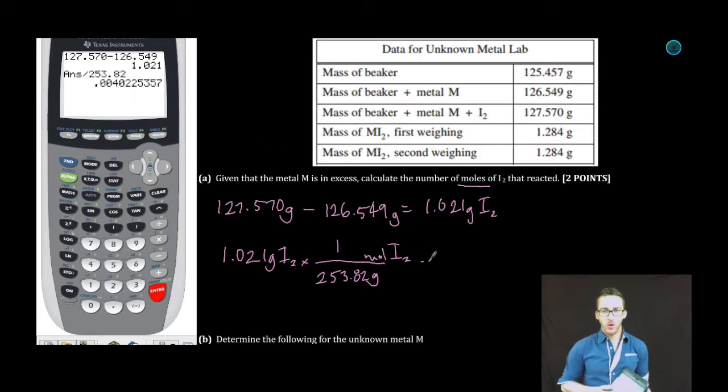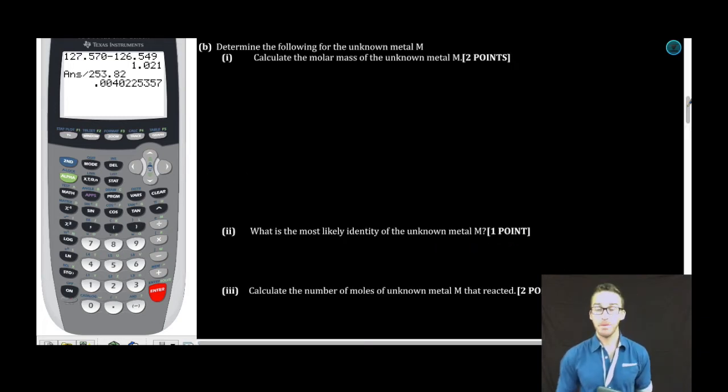My number of moles to 4 sig figs, 0.004023 moles of iodine. Boom. Part B. Determine the following for the unknown metal M. Subpart I. Calculate the molar mass of the unknown metal M.